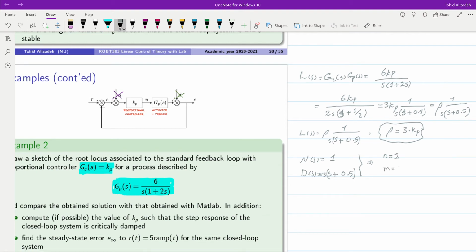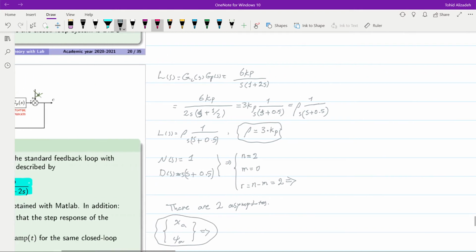M is equal to 0 because we have no zeros for this system, and therefore R, which is equal to N minus M, will be equal to 2. And this will tell us that there are 2 asymptotes for our system. We need to find out XA and KCA for our asymptotes in order to be able to draw them.